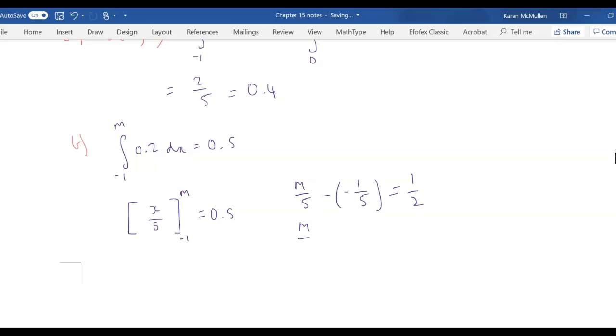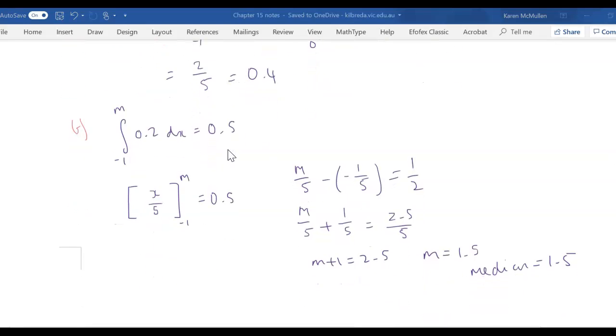And let's just change that half. I could write 2.5 over. Not nice maths, but I'm just going to write it there. So then we can get rid of all the denominators. So we're left with m plus 1 equals 2.5. So m equals 2.5 minus 1, which is 1.5. So your median equals 1.5.